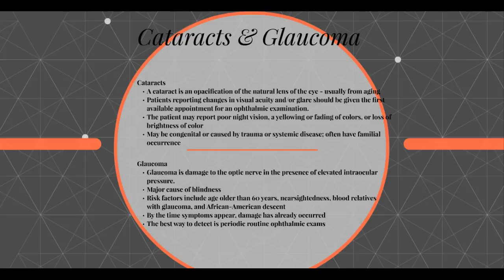The patient may report poor night vision, a yellowing or fading of colors, or they could also report a loss of the brightness of colors. So they may be able to see colors, they just won't be as bright as they remember them being previously. Cataracts may be congenital, again from birth, or they could also sometimes be caused by trauma or systemic diseases, and they often will have a familial occurrence. So if, unfortunately, your parents or grandparents have cataracts, if you have a history of family with cataracts, you're probably going to end up with them too.